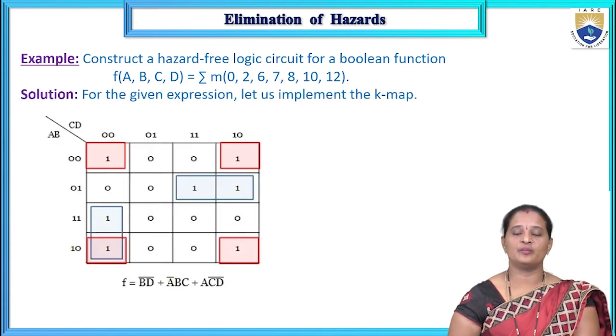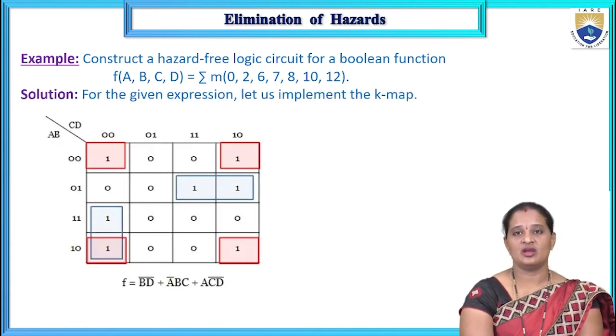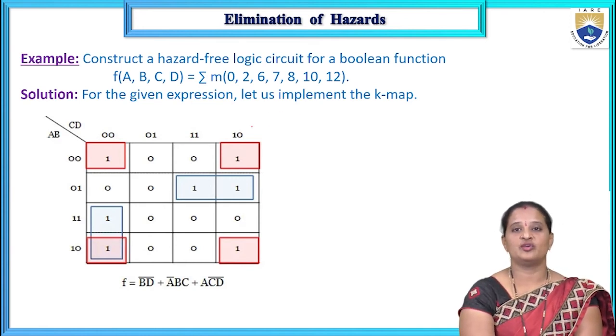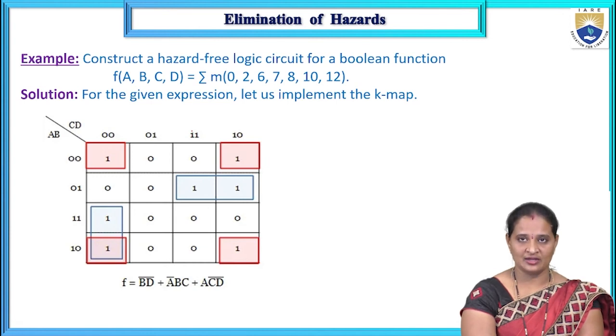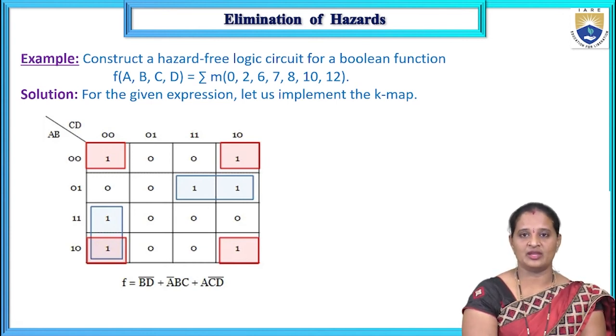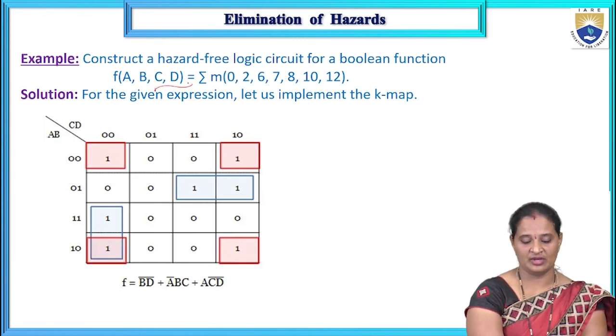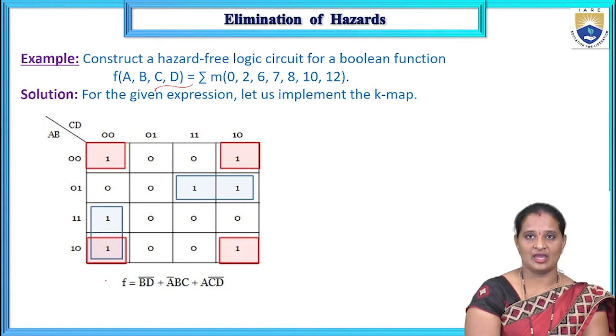Now what do I want to do? I want to implement this one. I want to eliminate the hazard. First of all, I want to detect the hazard, and if there is any error, I want to eliminate it. So for that, what do we need to do? In order to detect the hazard, first we need to implement the Boolean function in a K-map. So this is a K-map. How many variable K-map is required? A 4 variable K-map.